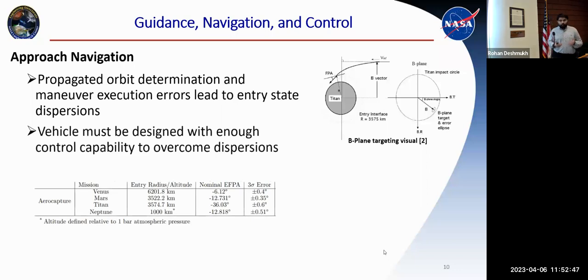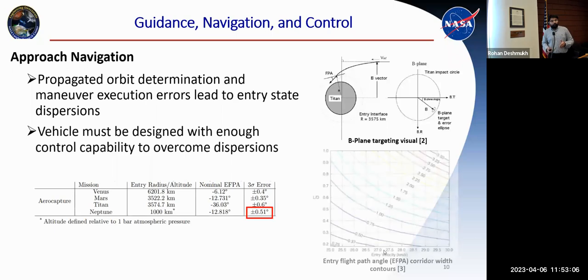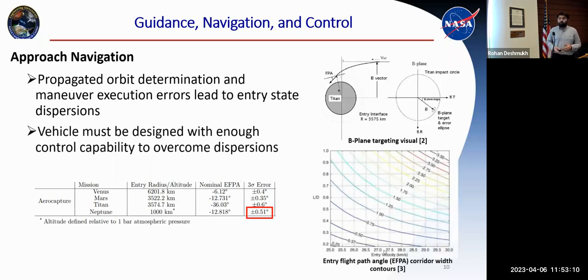So the key parameter that we tie this to is the entry flight path angle. And what we can do is use this entry flight path angle and determine, given how much control we have in our vehicle, what is the corridor width that the vehicle has. And then we can compare that corridor width against what our nav team might say, this is our flight path angle error.